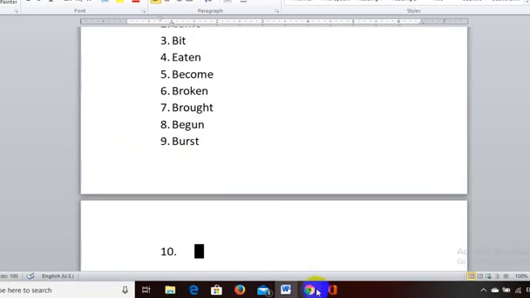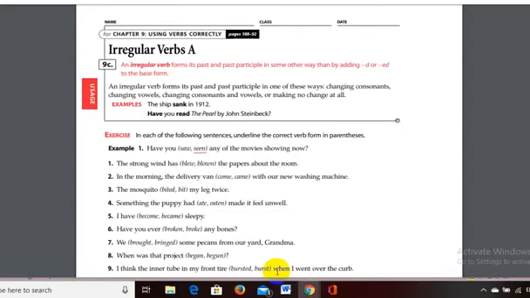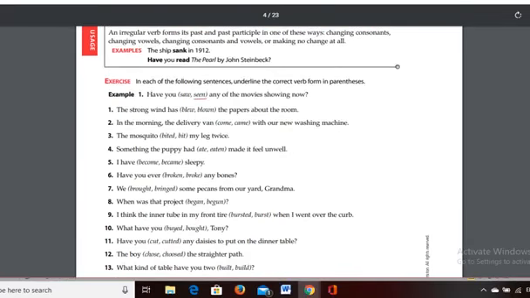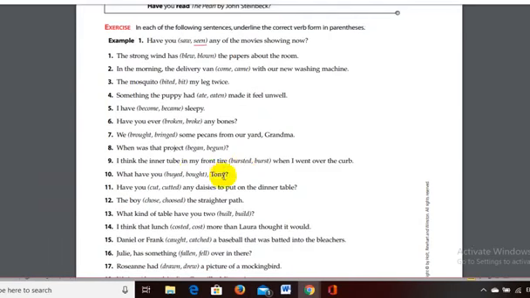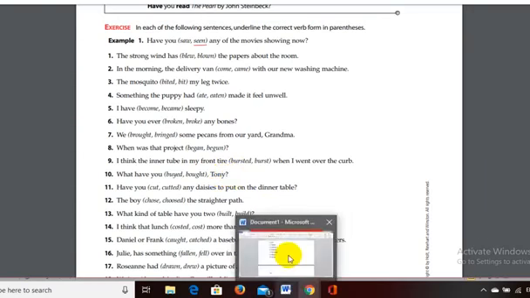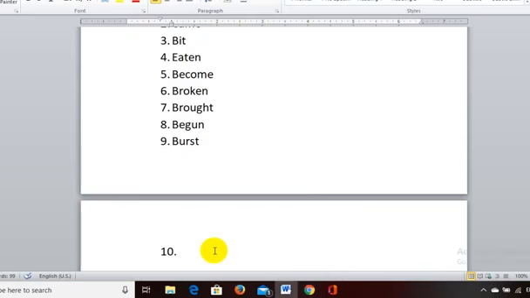Okay, number 10. I'll do number 10 with you guys, and then you guys can do the next 10 on your own, okay? What have you buyed or bought, Tony? So the past of buy is bought, and the past participle is bought as well, right? So we're going to say, what have you bought, Tony? So number 10, we're going to say bought. Okay, just like brought over here, like catch, caught, right?